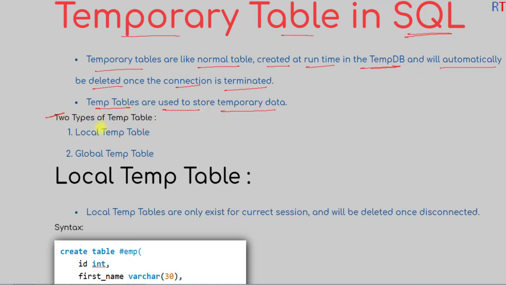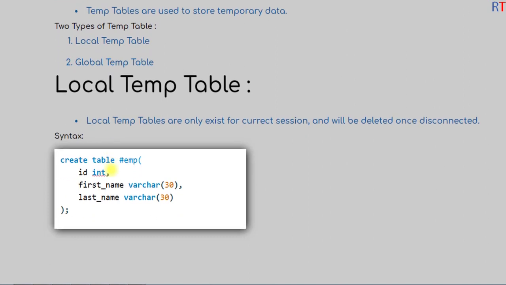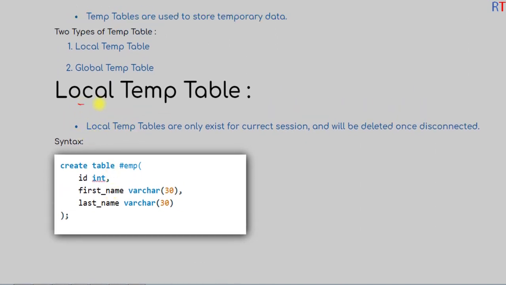There are two types of temporary table: local temporary table and global temporary table. First we're going to talk about the local temporary table. Local temporary tables only exist for the current session and they will be deleted once disconnected.